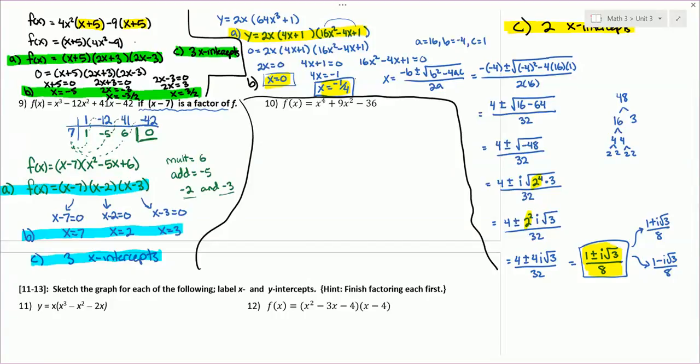And so that's what we're going to do here. We're going to attempt to factor it as we would a quadratic, even though it's not a quadratic. So I'm looking for 2 numbers that multiply to negative 36 and add to 9.